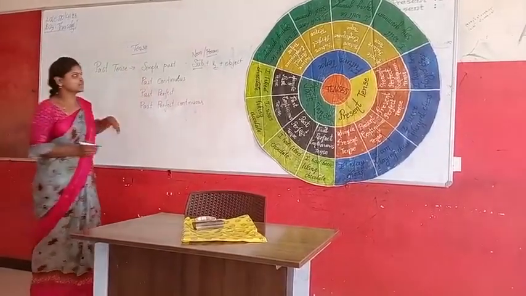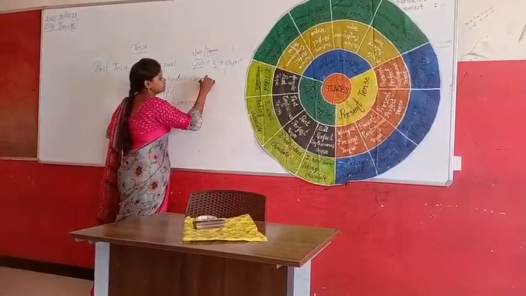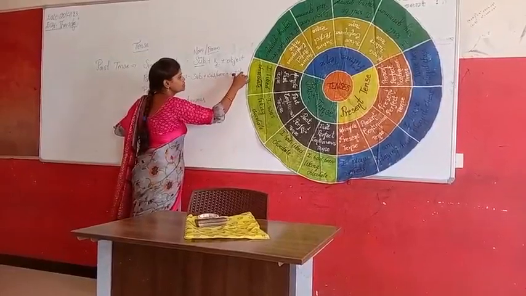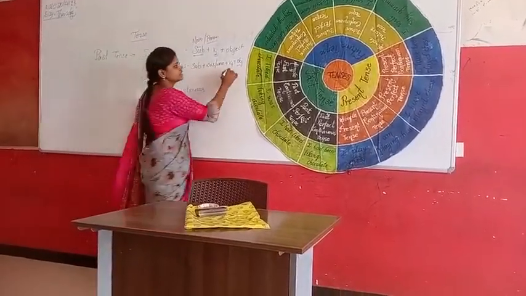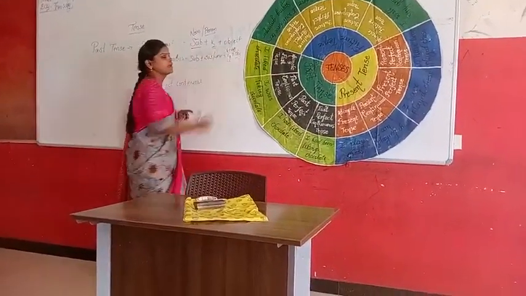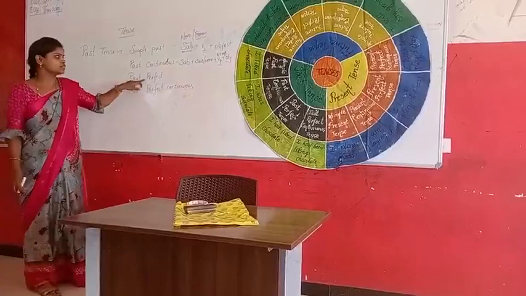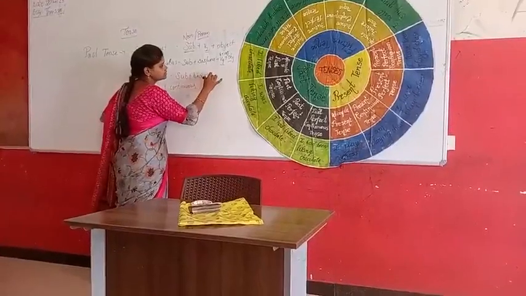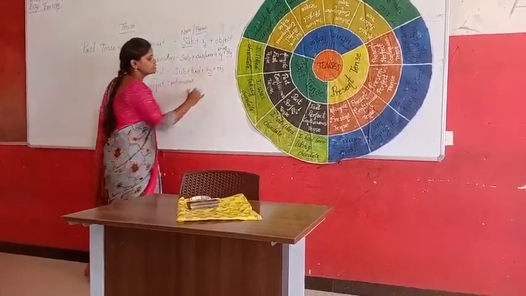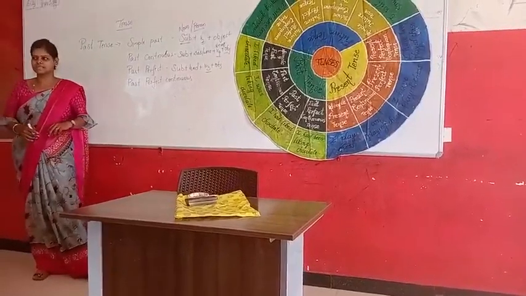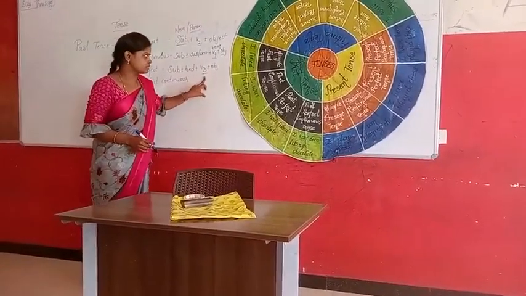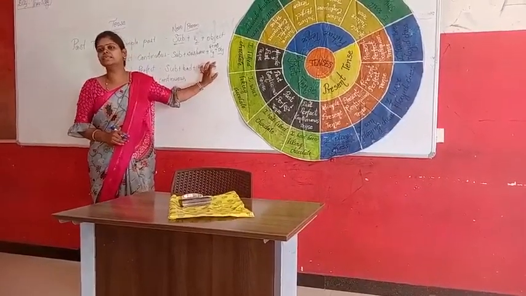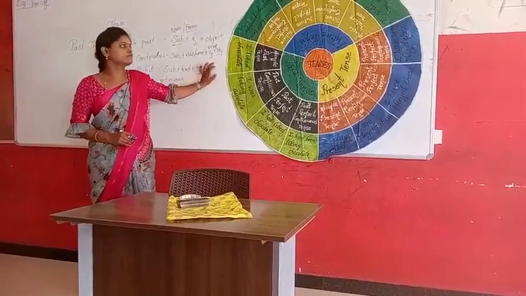What is the structure of past continuous? Subject plus was or were plus V4. What is V4 here? V4 is V1 plus ing. Next, what is the structure of past perfect? Subject plus had plus V3 plus object. What is V3 here? Past participle. What is another name of V4? Present participle.